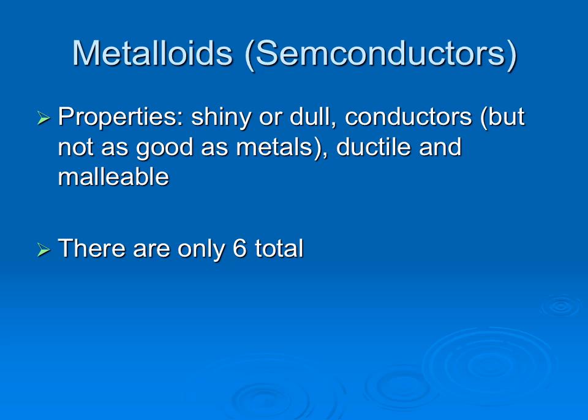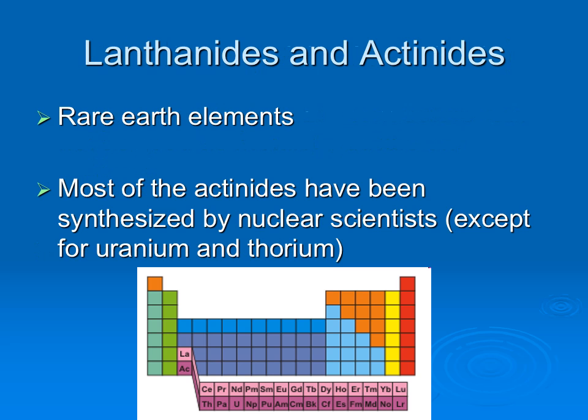All right, metalloids are semiconductors. The properties, they're shiny or dull. They're conductors, but not as good as metals, and they're ductile and malleable. There are only 6 of these total, 6 metalloids. Excuse me.